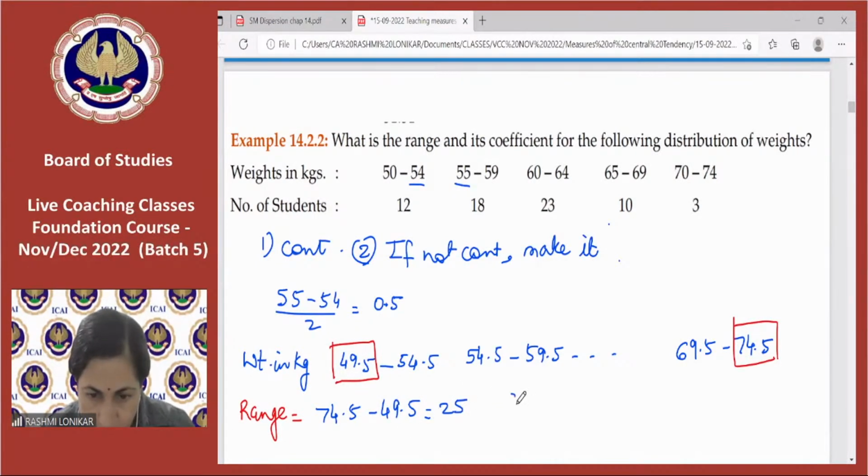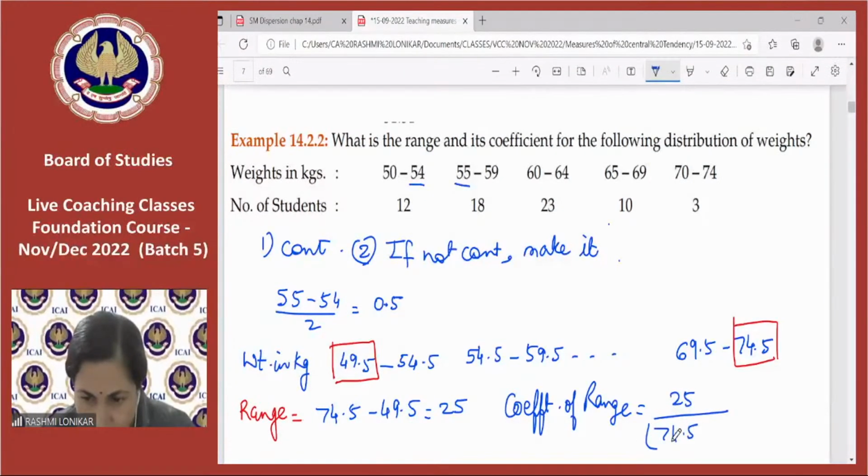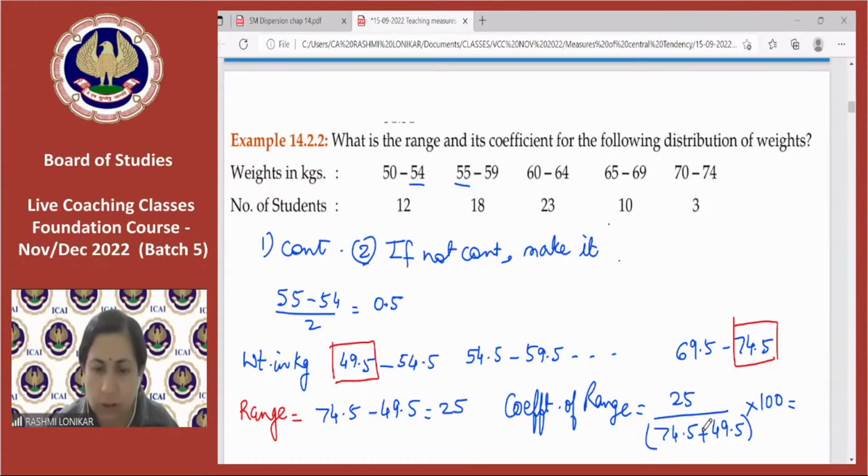And their coefficient of range will be how much? Range upon 74.5 plus 49.5, into 100. So this is how much? Yes, range, Megha, very good. Range is 25. Yes, Bibika, Himanshu, Bhargavi, yes, 25 kgs will be the correct answer.